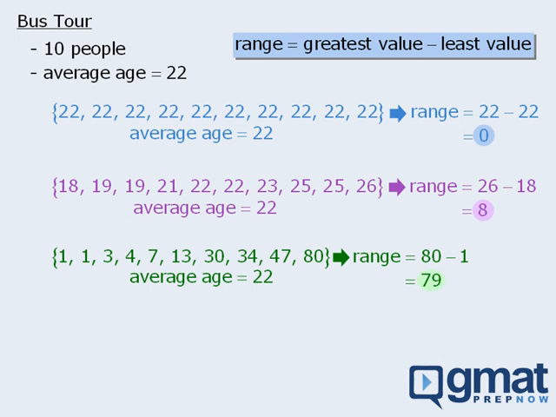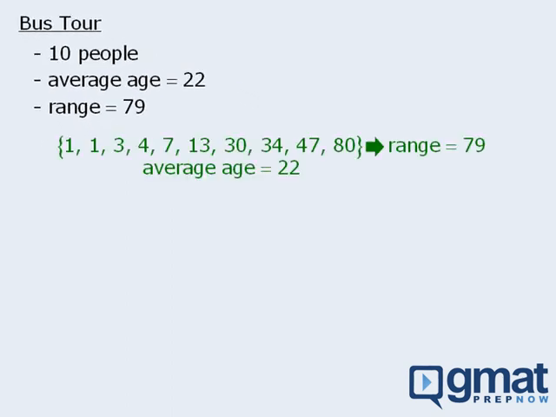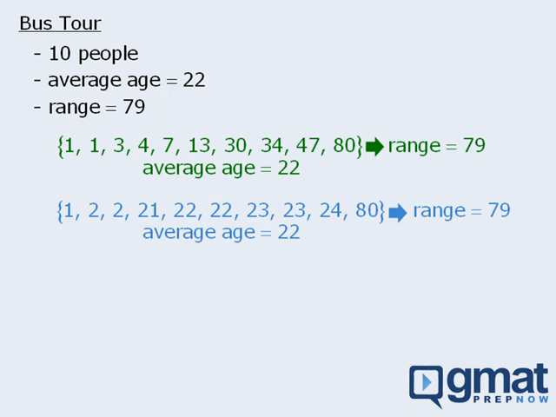Now, it should be noted that the range has certain limitations when it comes to accurately describing a population. To show these limitations, let's continue with our example here. Let's say that the travel agent tells you that in addition to the 10 travelers having an average age of 22 years, the range of ages is 79. Given this information, the ages could look like this, or possibly like this. Both sets of numbers here have an average of 22 and a range of 79, but as you can see, the sets are quite different.